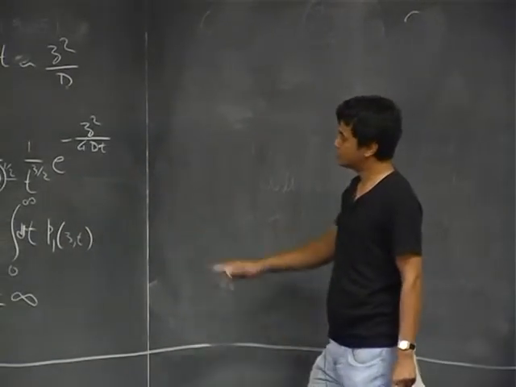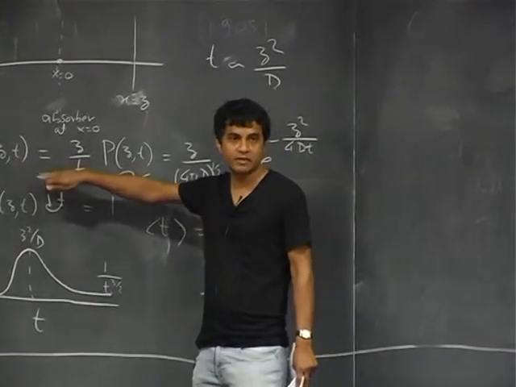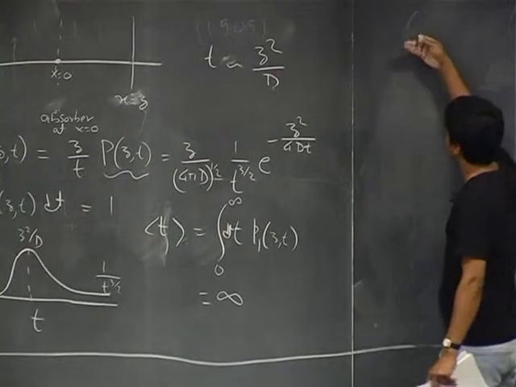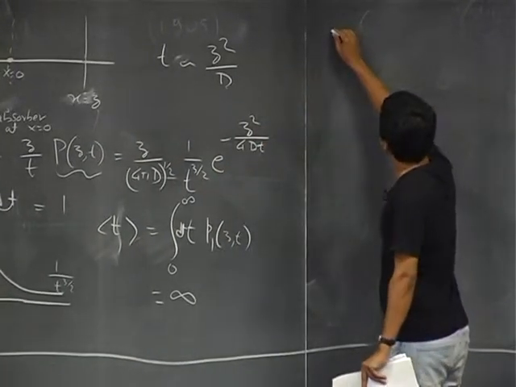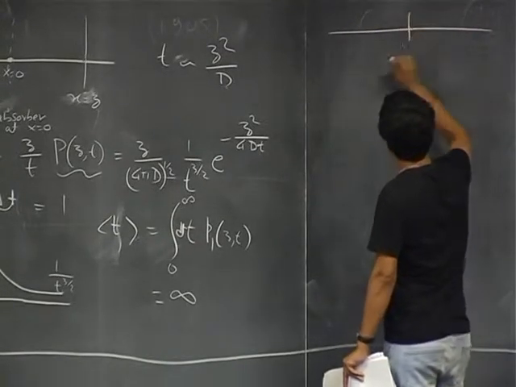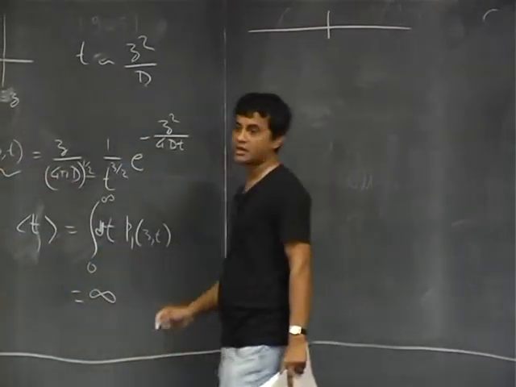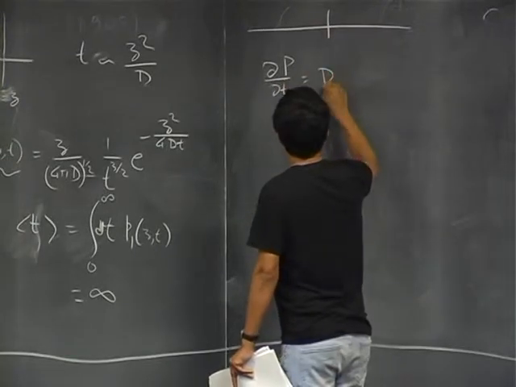Let me go through the calculation by which you arrive at this result. One of the simplest ways to get this result is to imagine that you are solving, again, the diffusion problem. The particle again satisfies the diffusion equation, so it's the same equation, del p by del t equals D.